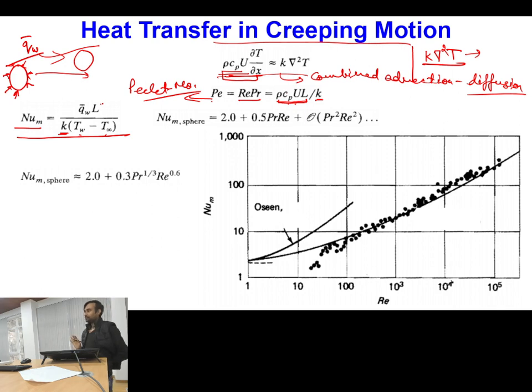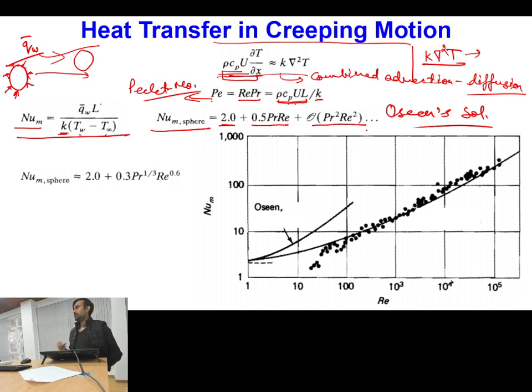Is this point clear? From this solution, if you calculate the Nusselt number using this equation and formulation, you will find for a spherical particle the Nusselt number is 2 plus 0.5 times Reynolds number times Prandtl number, plus Reynolds number square terms, which we have neglected. Is this point clear? So this solution we will call Oseen's solution for the heat transfer equation.